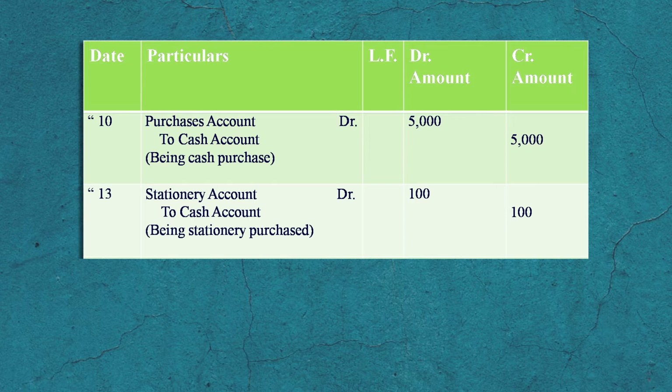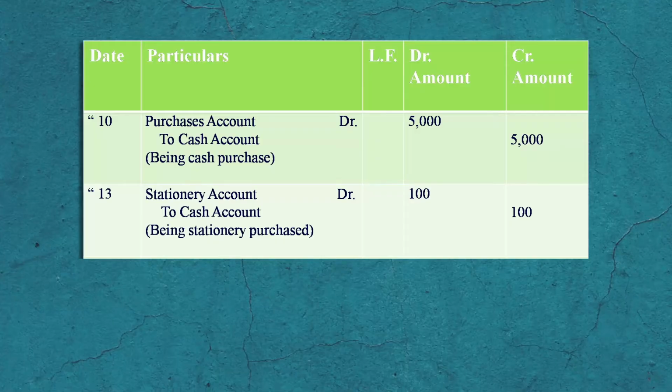The second account which is affected is stationery account. Stationery being an expense for the business, and expenses come under nominal account, we will apply the rationale of the nominal account. What nominal accounts says: debit all expenses and losses. So stationery being an expense for the business, the account of stationery must be debited. Therefore the final transaction will be stationery account debit to cash 100 rupees.